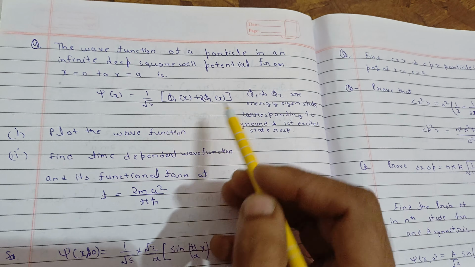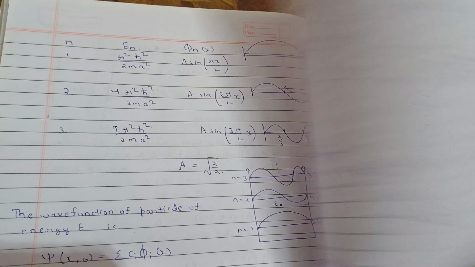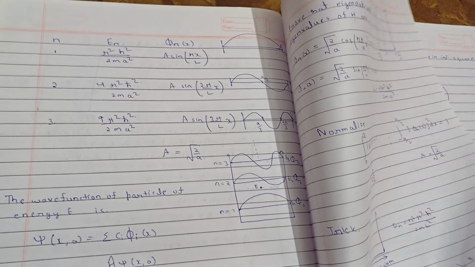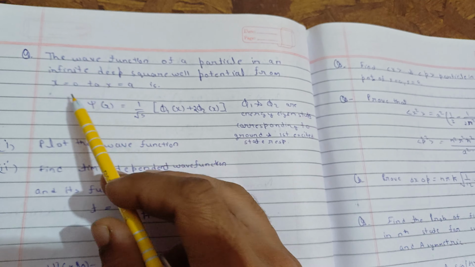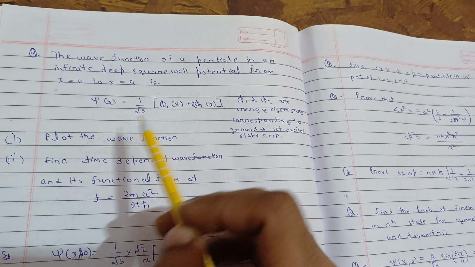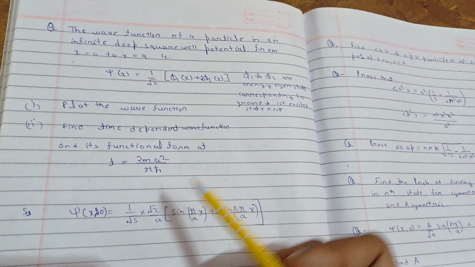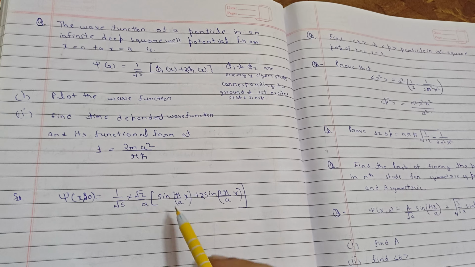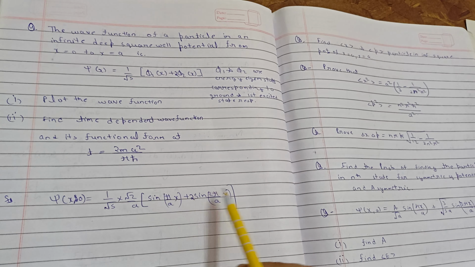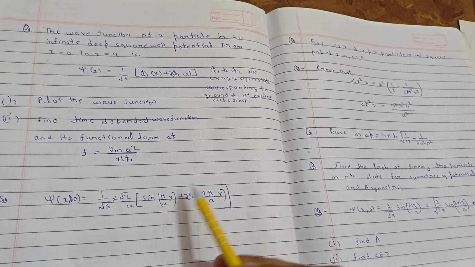In place of phi 1 just write that one, and phi 2 write this one, and in place of A you will write this root 2 by a, and this length is 0 to a, that's why L will be a. So you can just put the value of phi 1 and phi 2, you will get your time independent wave function, and that will be this. Now you will have two sine curves, and you can just plot them.